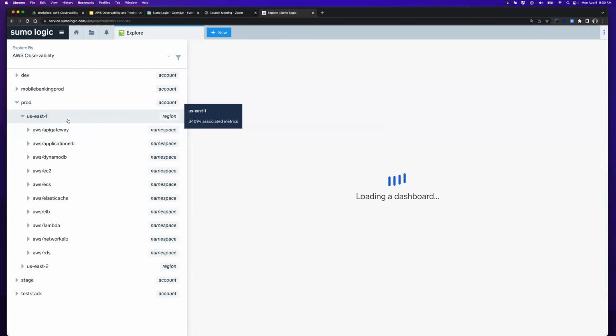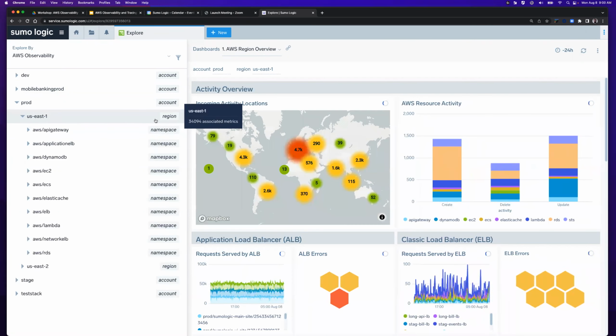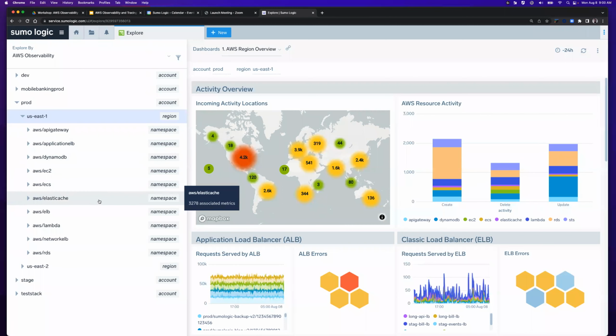Now I'm going to use US East 1 as the example for today. But when I click on this region, now I start to see all these services, or as we refer to them, namespaces. So now if I want to look at my DynamoDB, I can see that. If I want to look at my Elastic Cache, my Lambdas, my EC2s, I can start to view those. And very simply just by clicking on them.